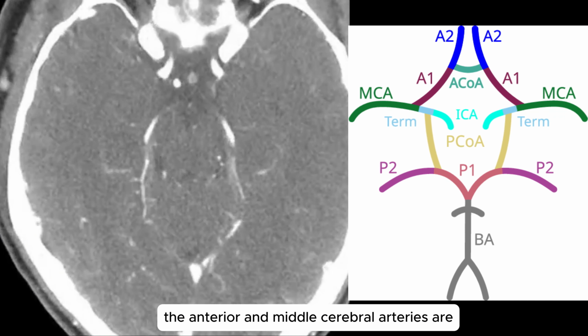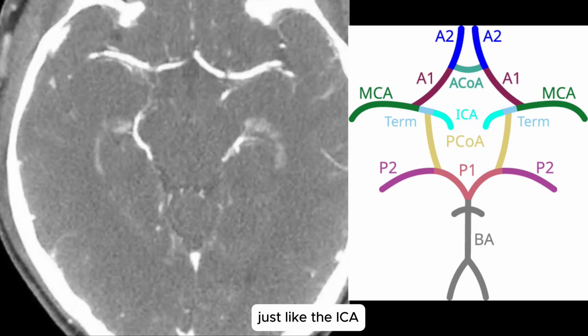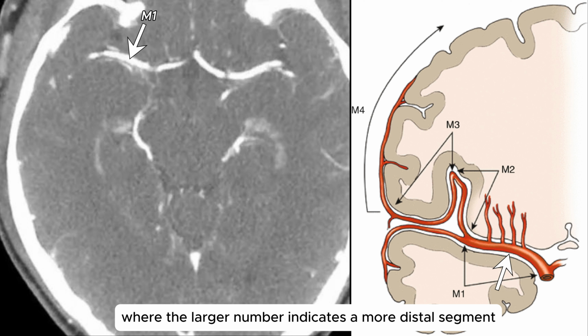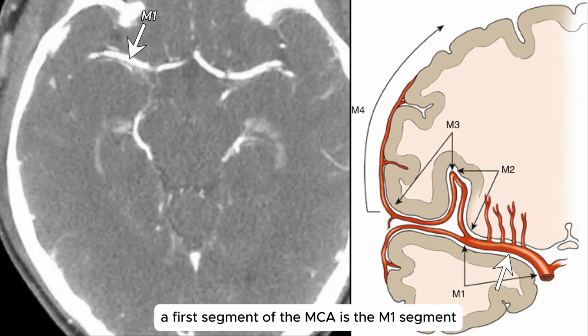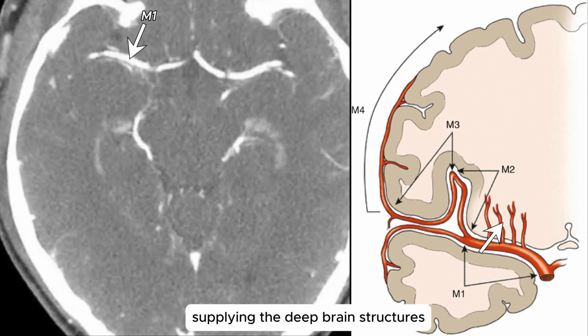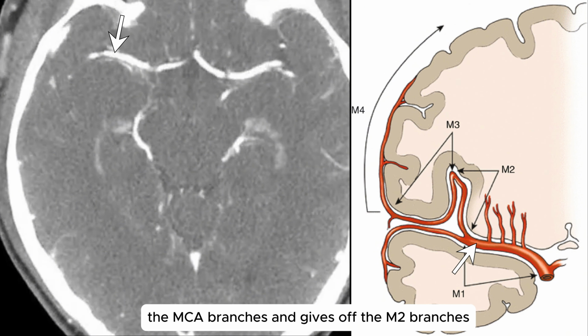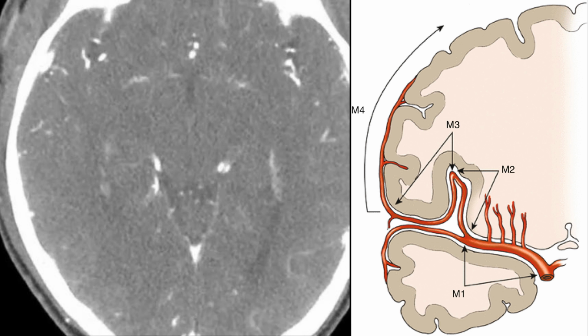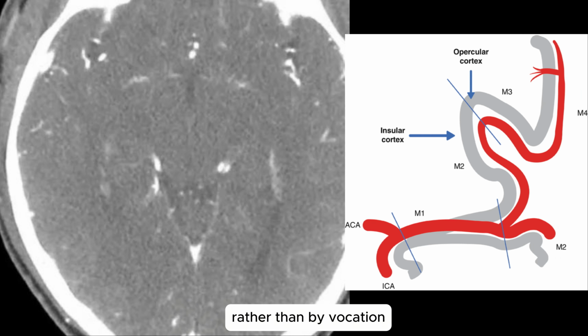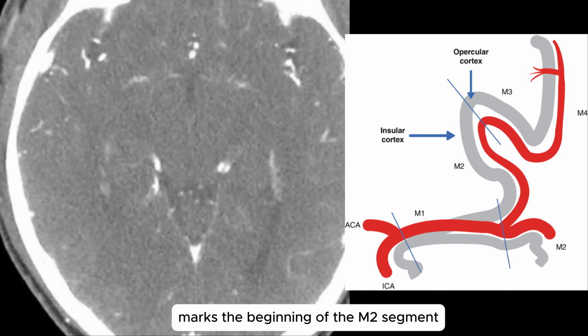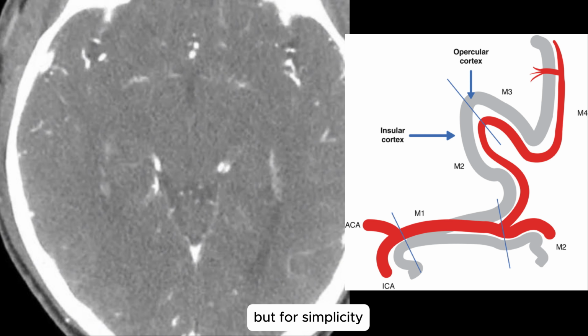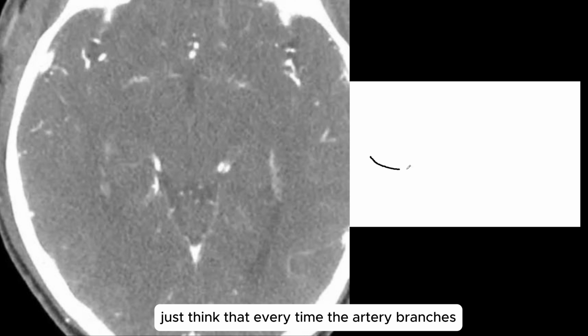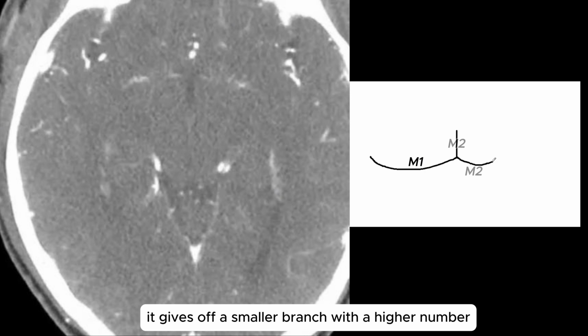The anterior and middle cerebral arteries are, just like the ICA, subdivided into segments, beginning with the number 1, where the larger number indicates a more distal segment. The first segment of the MCA is the M1 segment, which gives off important perforators supplying the deep brain structures. Further distally, the MCA branches and gives off the M2 branches. Some advocate that an anatomic landmark rather than bifurcation marks the beginning of the M2 segment, but for simplicity, just think that every time the artery branches, it gives off a smaller branch with a higher number.